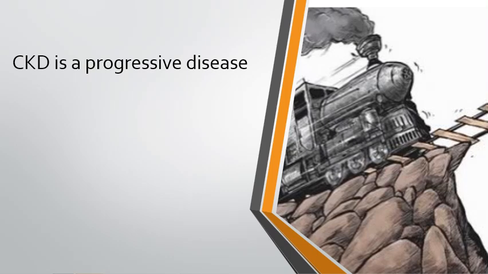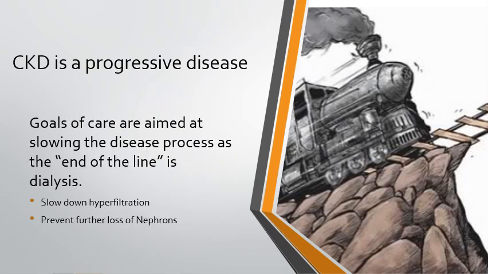So chronic kidney disease is progressive. Once you have a GFR, usually it's under 40 or 30, you're on a train and you're headed to dialysis town. So the thing we want to do is slow the disease process, because the end of the line is dialysis, and dialysis patients do very, very poorly.